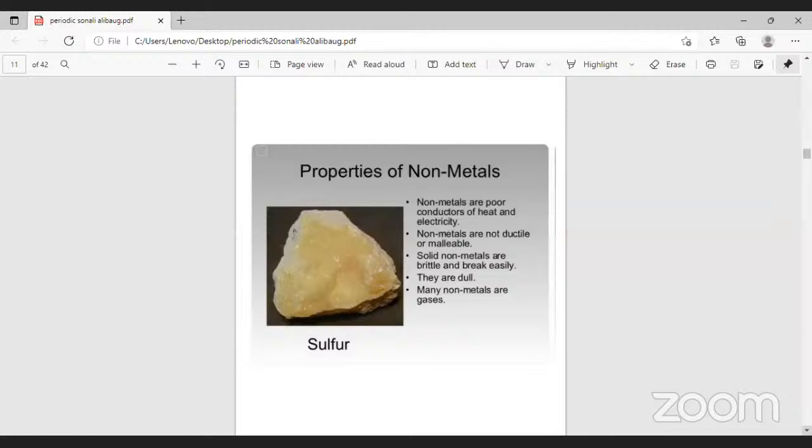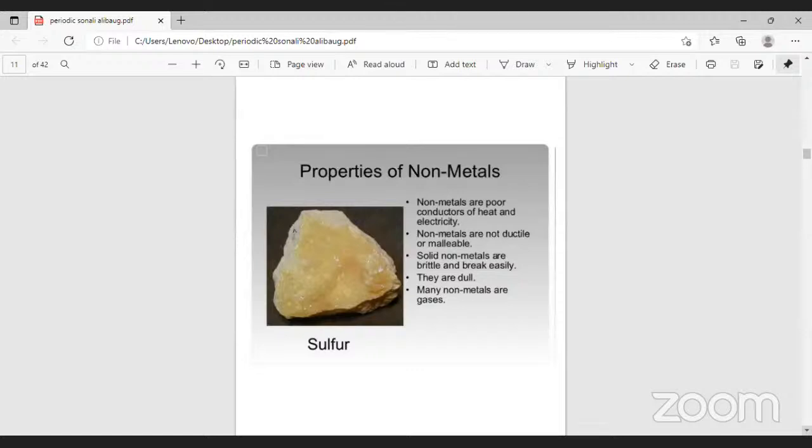Now, what we have seen just now is that elements are not present in their elemental state in nature. Those elements are present in combined state. So we have seen metals and here are the non-metals. So we will see the properties of non-metals. Non-metals are poor conductors of heat and electricity. Non-metals are not ductile or malleable.